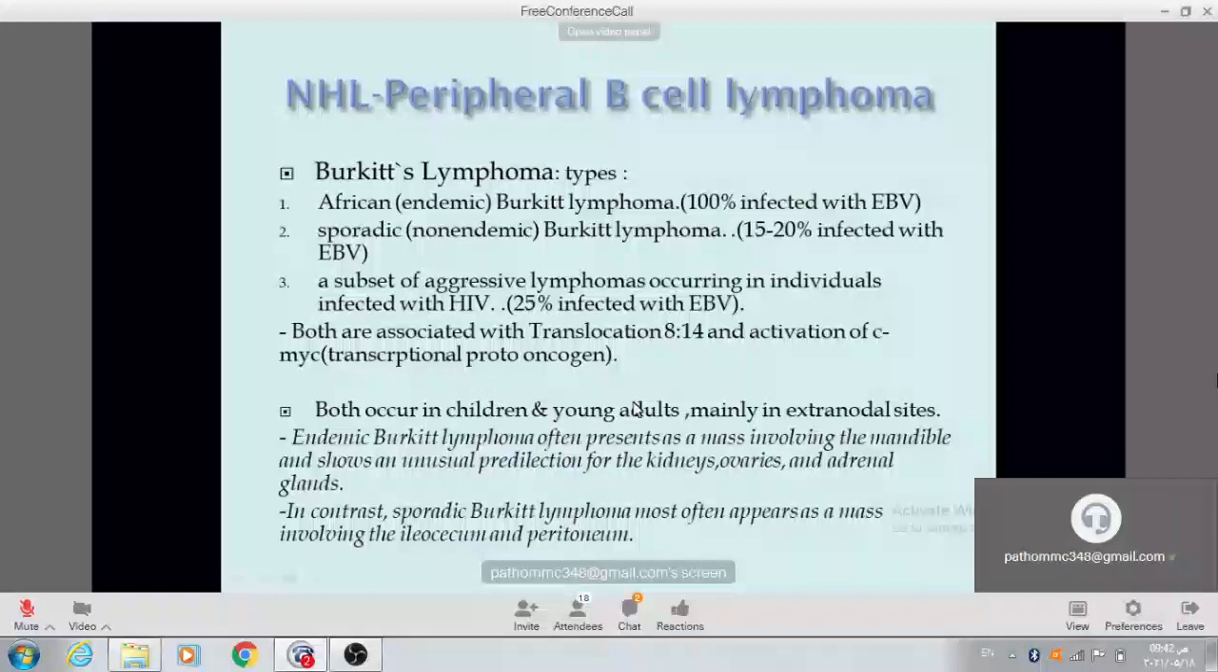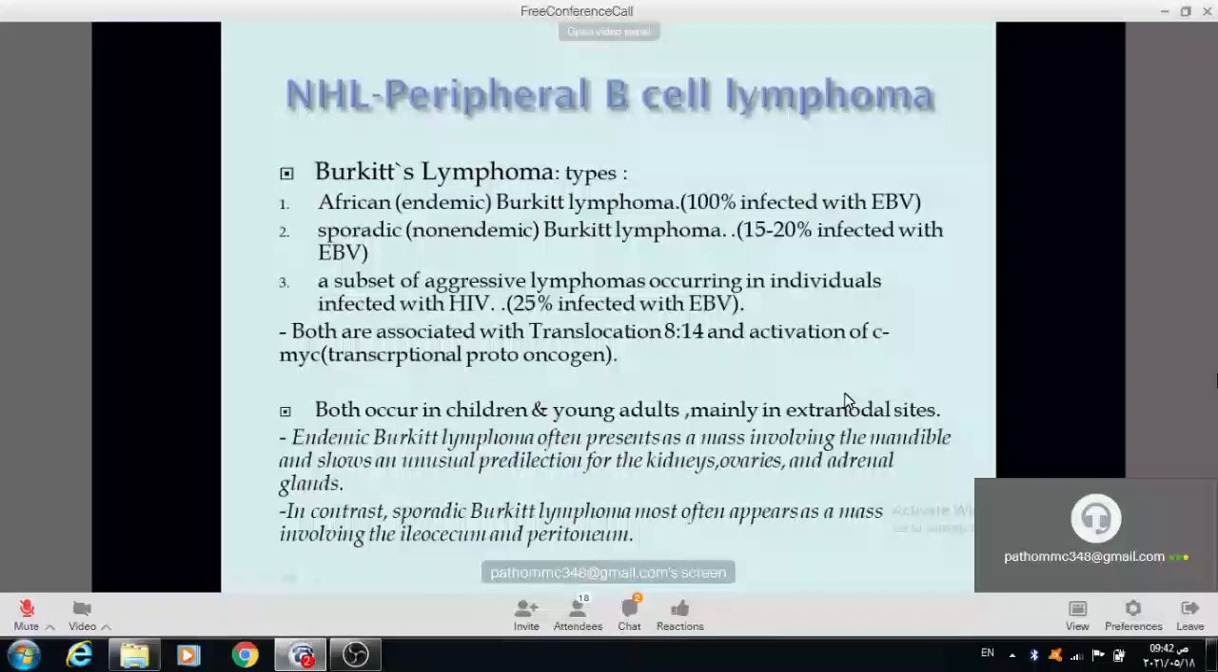The usual age for Burkitt's lymphoma could be 5 to 20 years and young adults. It is mainly seen at extranodal sites rather than nodal sites. The endemic Burkitt's lymphoma, the African type, usually presents as a mass involving the mandible, and shows unusual predilection for the kidney, ovaries, and adrenal gland. So endemic Burkitt is usually seen as a mass in the mandible, and sometimes also in internal organs like the kidney, ovaries, and adrenal.